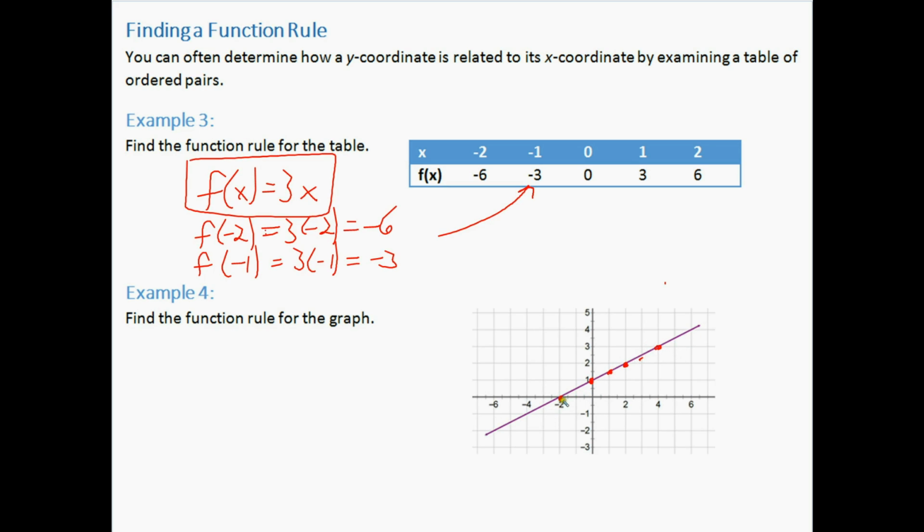So we have this point is -2, 0, and then we have 0, 1. We have the point here that's 1, 1.5, 2, 2, and 3, 2.5, and then the last one I marked there, it's not the last point on there, is 4, 3.